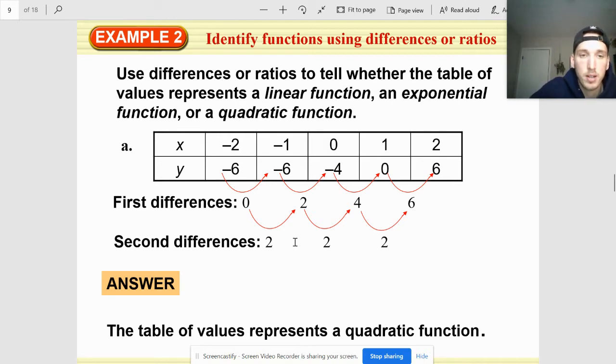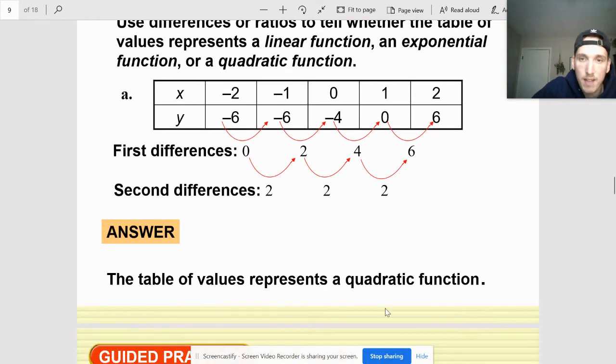But I want you to notice something. Look how these numbers are increasing. From 0 to 2, it goes up 2. From 2 to 4, it goes up 2. From 4 to 6, it goes up 2. What we just did is what we call finding the second difference. The first difference is finding just the rate of change: 0, 2, 4, and 6. Once you realize it's not linear, check the second difference. See if these numbers are all the same. In this case, they are. They're all 2. That means if the second difference is the same, you have yourself a quadratic function.